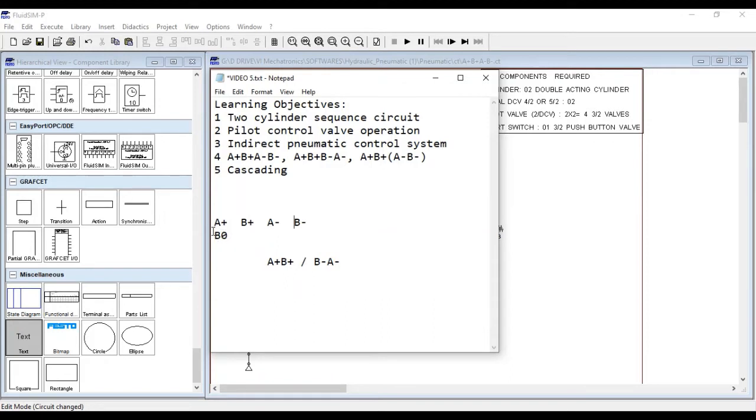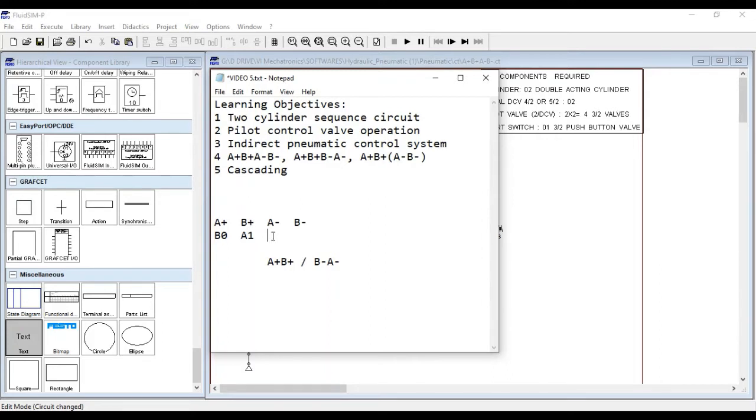Okay, now we want B plus. So before B plus, the previous operation is A plus. When will A plus finish? A plus will finish when it reaches A1. So what is the prerequisite? Prerequisite for B plus is nothing but A1. Clear? So similarly, we need A minus. So previous to A minus, there is B plus. When will B plus be finished? When the piston B reaches B1. So once it reaches B1, then only A minus should start. So the prerequisite for A minus is nothing but B1.